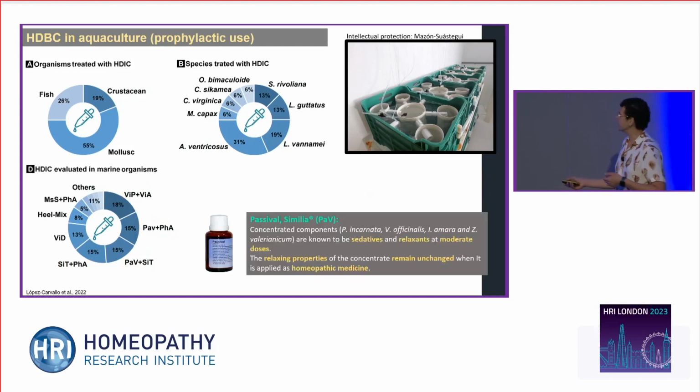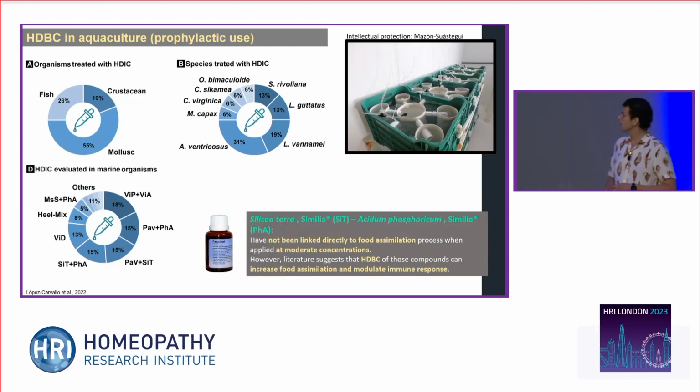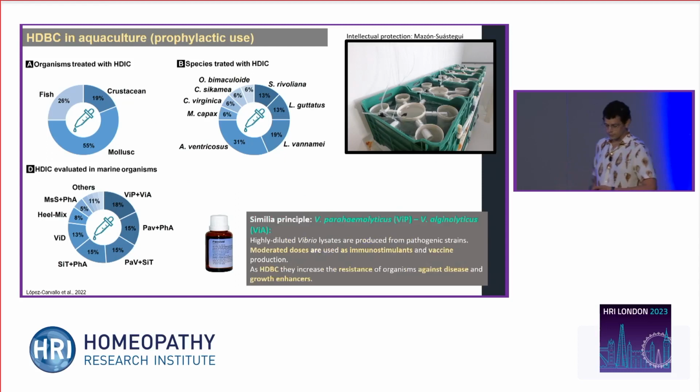We have used Passival, which is recommended for its relaxing properties. The organisms are stressed, so our logic was, let's relax these organisms and see how they perform. We use silicea, silica, and phosphoricum acidum because they are related to increased food assimilation. If we want to increase profits, we want a better use of the diets we are giving them and to reduce operational cost.